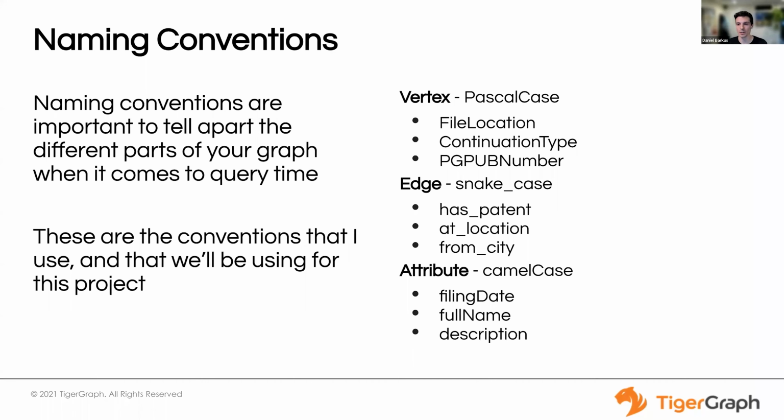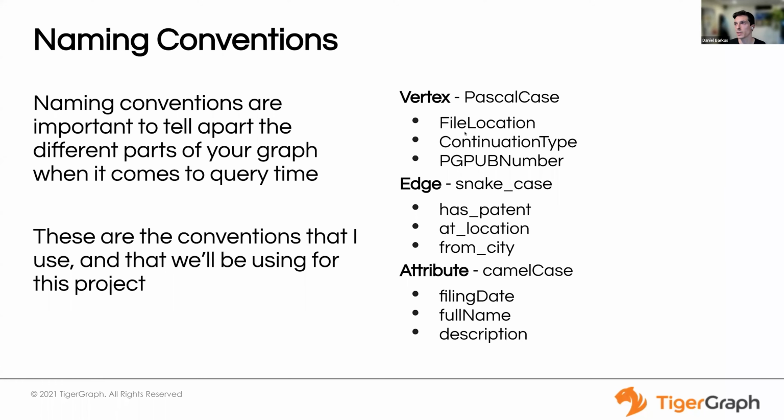There's no easy way to do that without having some sort of distinct naming convention across each one of these components of the graph. So I've shown here the naming convention that I personally use and what I'll be using for this demo. Obviously, pick what works for you, but I'll briefly touch on this. For vertexes, I use Pascal case, which means there are no spaces between words, and each word, including the first one, has a capital letter.